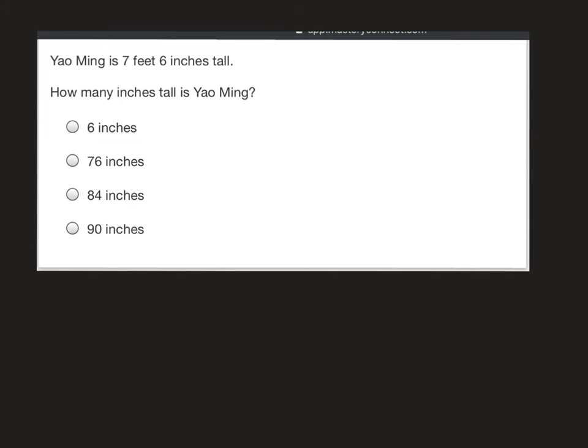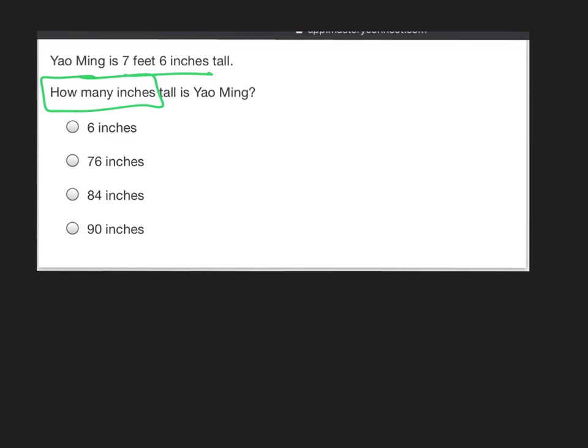All right, last example. This one is dealing with length again. It's just giving you a measurement. It says Yao Ming is 7 feet, 6 inches tall. They want to know how many inches. So always be aware if you're converting from a larger to a smaller unit or a smaller to a larger unit. If you're going from a larger unit to a smaller unit, you're going to be multiplying every time. If you're going from a smaller unit to a larger unit, you're going to be dividing.